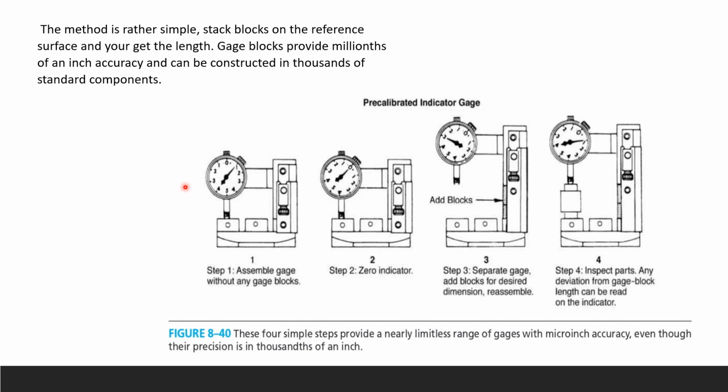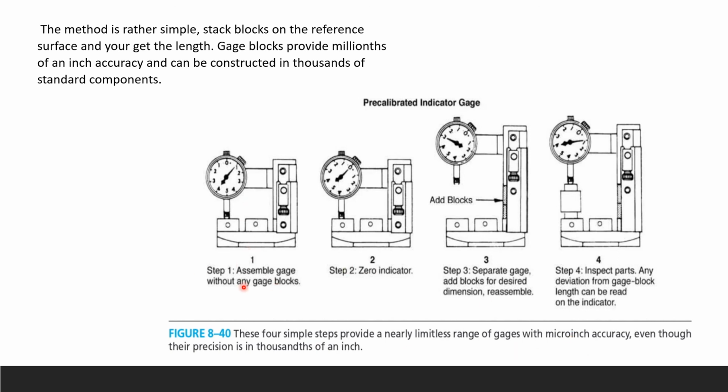Okay, so the method is very simple. What you do is you stack the blocks on the reference surface and then you get the length. And gauge blocks provide millionths of an inch accuracy, okay, and can be constructed from thousands of standard components. So that's the power of gauge blocks. Again, their precision is in millionths of an inch. So here you have 1, 2, 3, 4 simple steps, and that's going to provide a nearly limitless range of gauges with micro-inch accuracy.